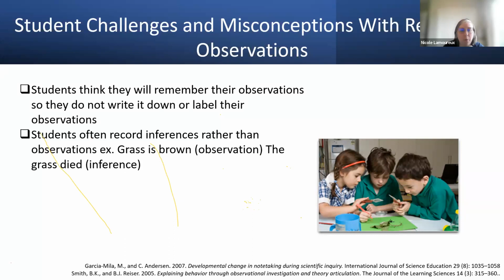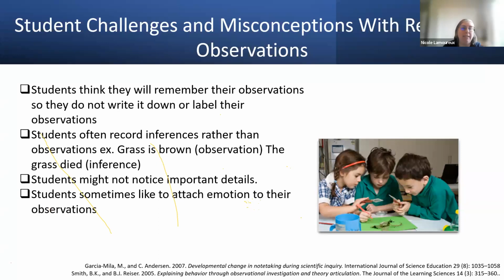Students often record inferences rather than observations, and that's just human nature. We jump to a judgment. So for example, instead of writing the grass is brown, they'll write the grass died. Okay, and we'll talk about how to work with that with students. And students might not notice important details, or sometimes they like to attach emotion to their observations.